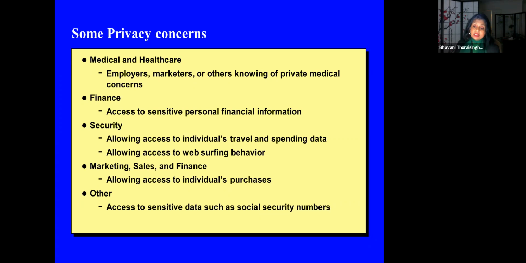In marketing, sales, and finance, allowing access to individuals' purchases. And there are also other aspects, right? Access to sensitive data, such as social security numbers and so on.